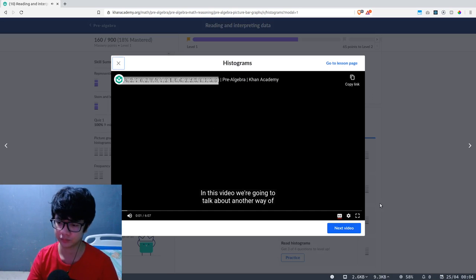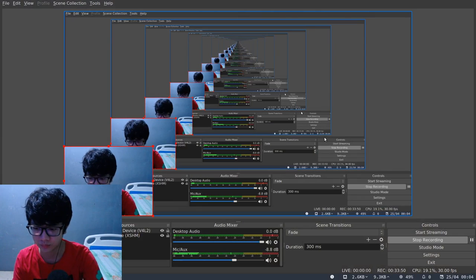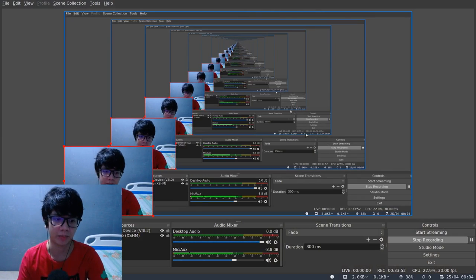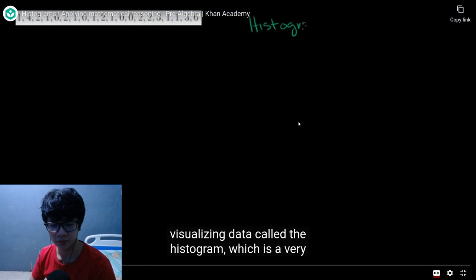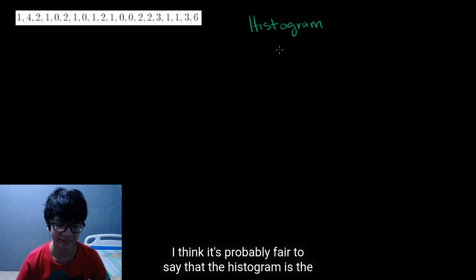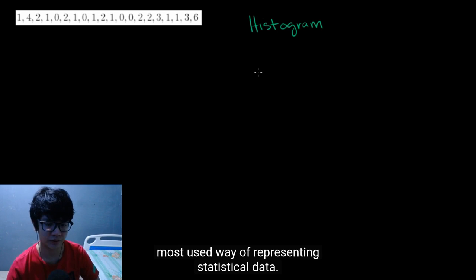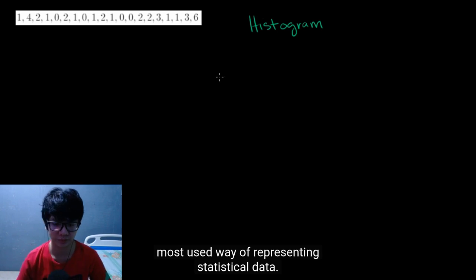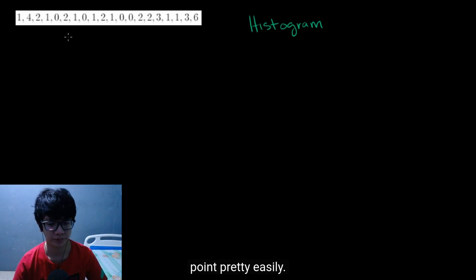In this video, we're going to talk about another way of visualizing data called the histogram. Histogram is a very fancy word for a not so fancy thing. And I think it's probably fair to say that the histogram is the most used way of representing statistical data. Let me just show you how to figure out a histogram for some data, and I think you're going to get the point pretty easily.